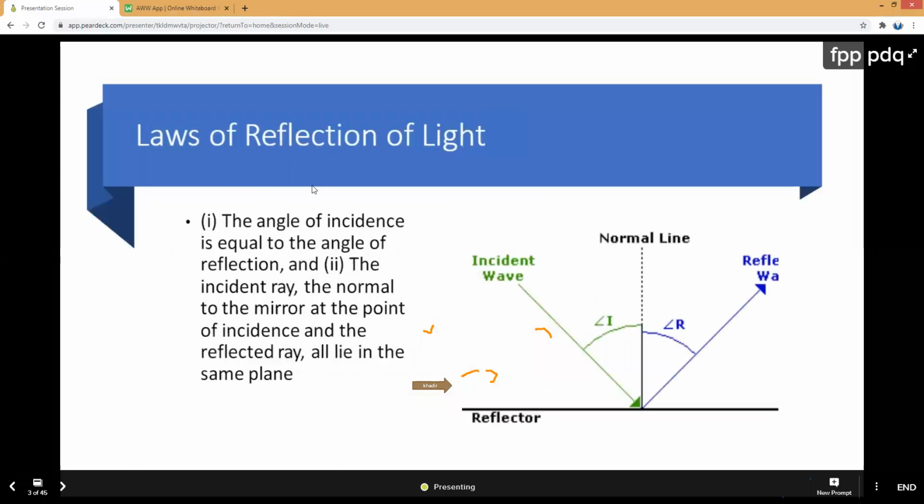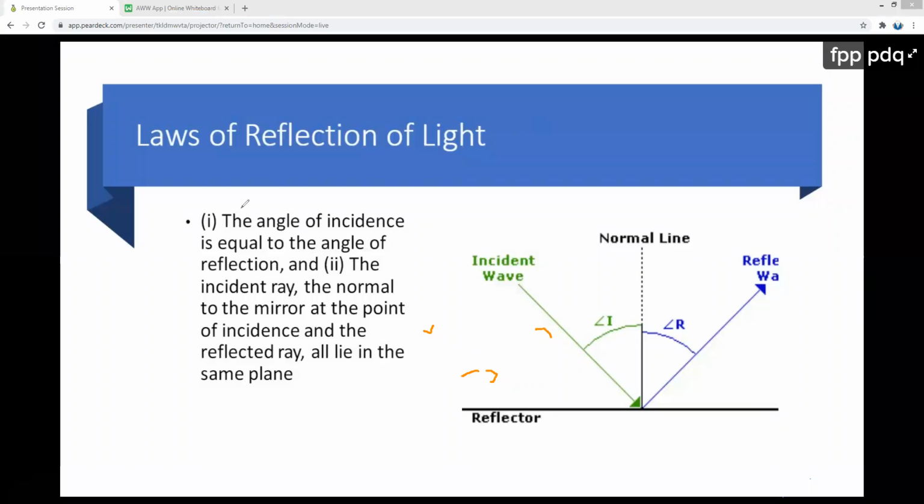Now, the laws of reflection of light. There are two of them. We have a good idea about this because we've learned this in the past as well. First of all, the angle of incidence is equal to the angle of reflection. You can see it from here. The angle of incidence will always be equal to the angle of reflection when light bounces back in the same surface when reflection takes place.